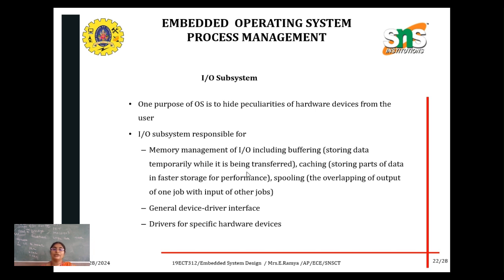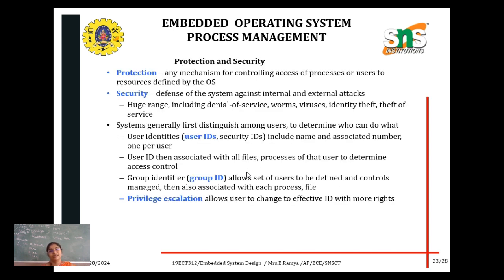And next important activity of embedded OS is the input-output subsystem. One purpose of the OS is to hide peculiarities of hardware devices from the user, with drivers for specific hardware devices. Protection and security: protection means any mechanism for controlling access of processes or users to resources defined by the OS. And then finally, we have a security mechanism from the end user to user group ID. It is called privilege escalation.